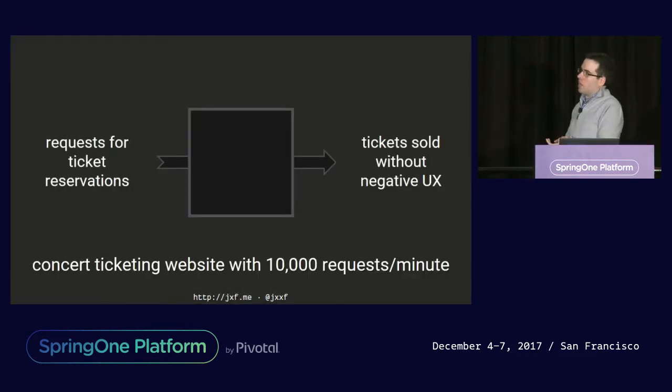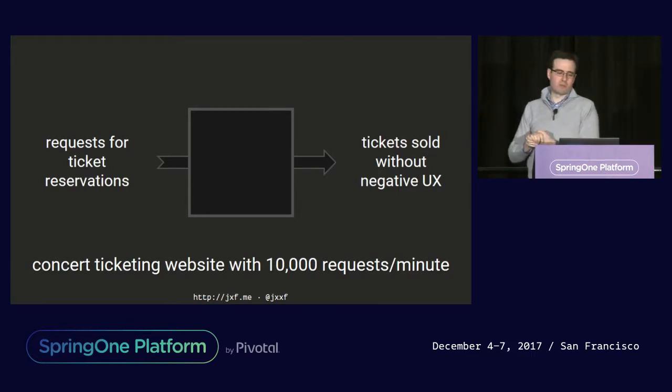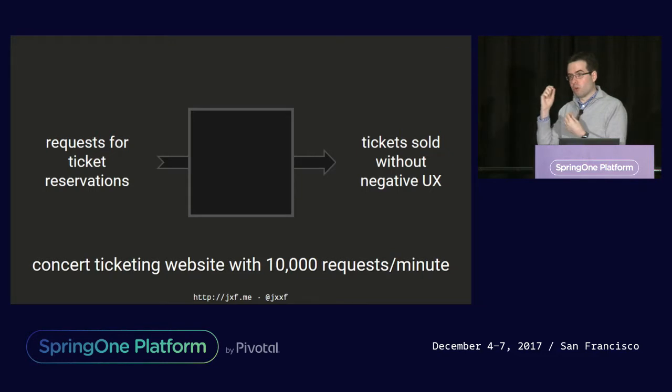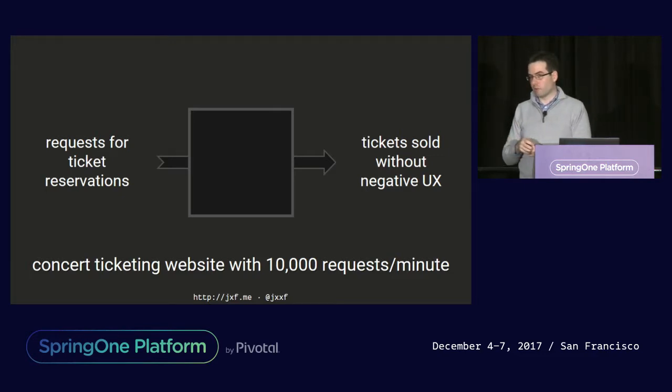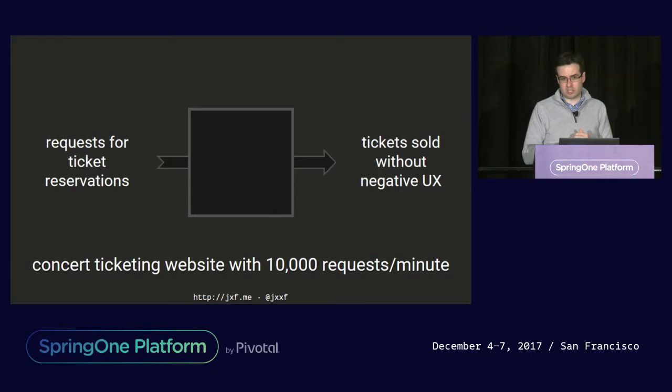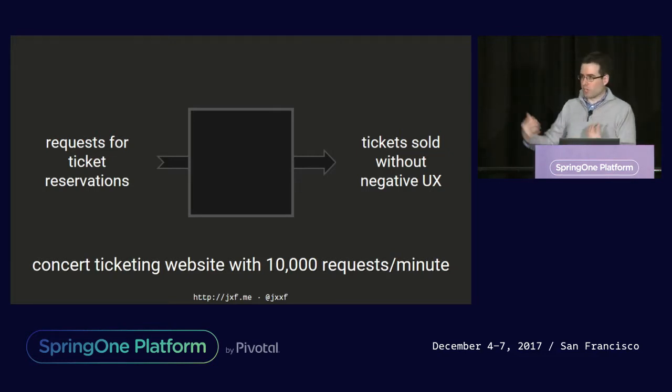So second example, concert ticketing website that at its peak load gets 10,000 requests per minute. So we get a request for ticket reservations to see Britney Spears or whatever. And then their metric for output is how many of the tickets that we got requests for were sold without a negative UX experience. So did we drop their credit card processing? Did we time out on some web request? So the extent to which we avoid doing that, we're going to count that as successful.